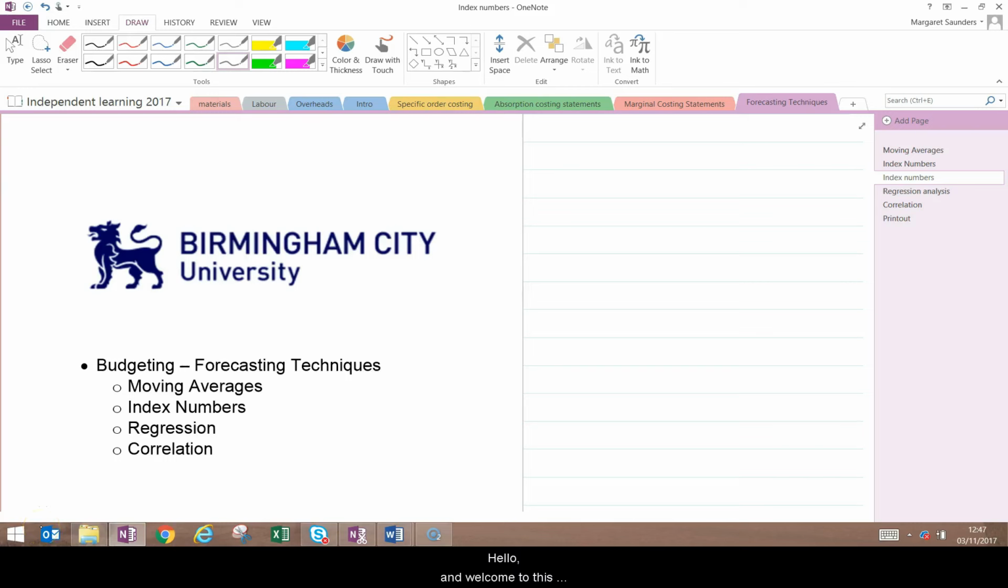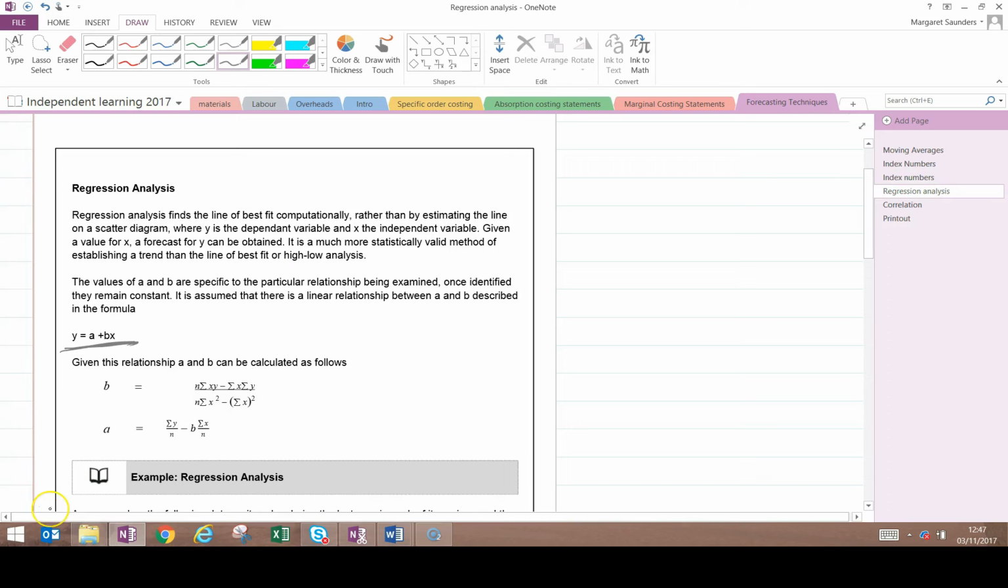Hello and welcome to this recording in which we will look at how we can use regression and correlation for forecasting. Regression analysis is a means of developing a linear model. Regression analysis finds the line of best fit computationally rather than by estimating the line on a scatter diagram. Y will be the dependent variable and X will be the independent variable. Once we're given a value for X, a forecast for Y can be obtained.